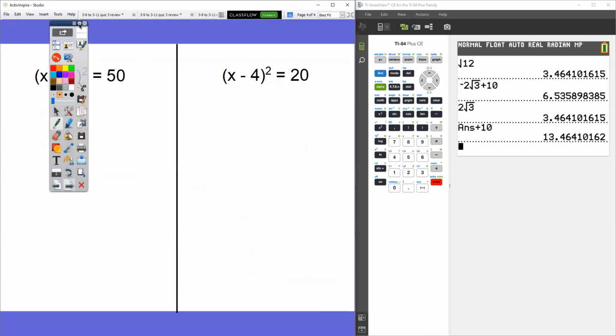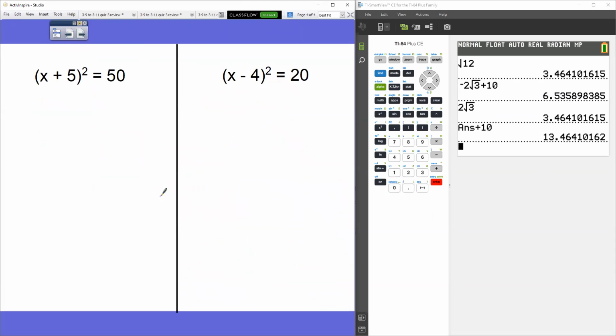So let me do one more, and then I'll have you try this last one on your own. All right, so let me do this one for you. So first thing that you want to do is get rid of the squared. We get rid of the squared by taking the square root and square root. So that leaves us with x plus 5 equals, now if we were doing it in simplest radical form, 50 can be simplified. 50 is really 25 times 2, 25 being our perfect square. Cross off the 25, bring out the 5.